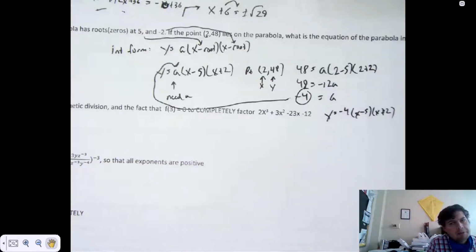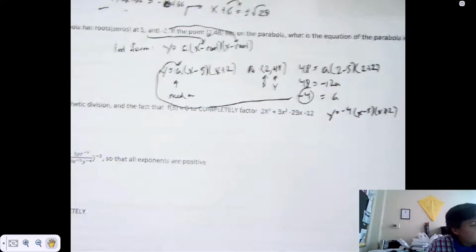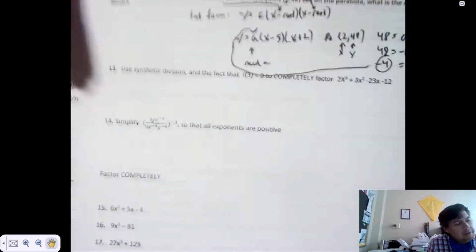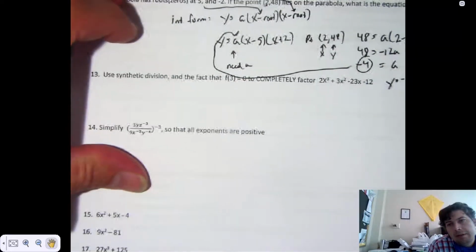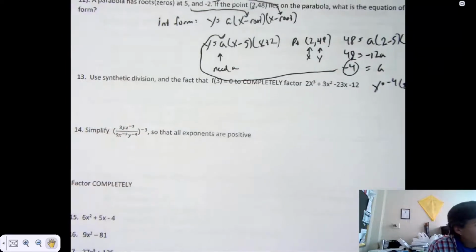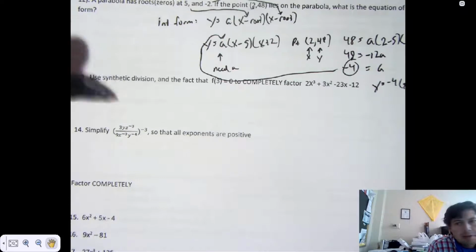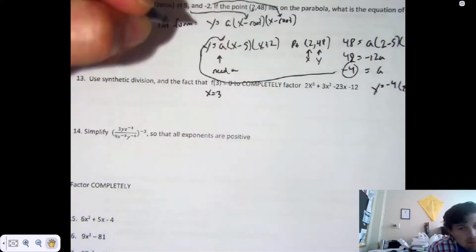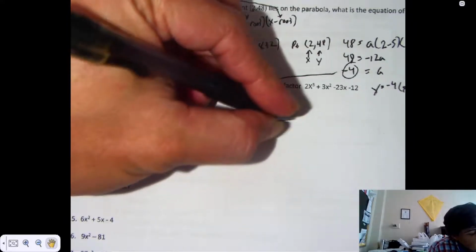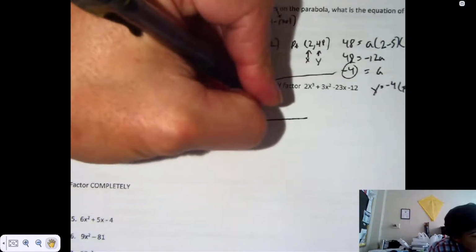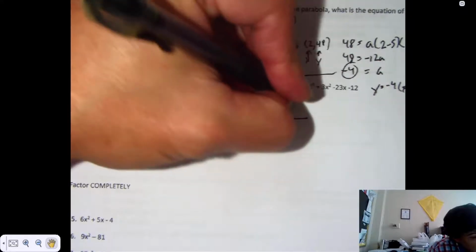Now, if you're not keeping up with me, hit the pause button. All right, use synthetic division and the fact that f of 3 is 0 to completely factor this given polynomial. There was actually supposed to be another question here, but I took it out. But this is saying that x is 3. That's what I actually use when I do synthetic division. I throw a 3 right there. I load the top with the coefficients, 2, 3, -23, and -12.